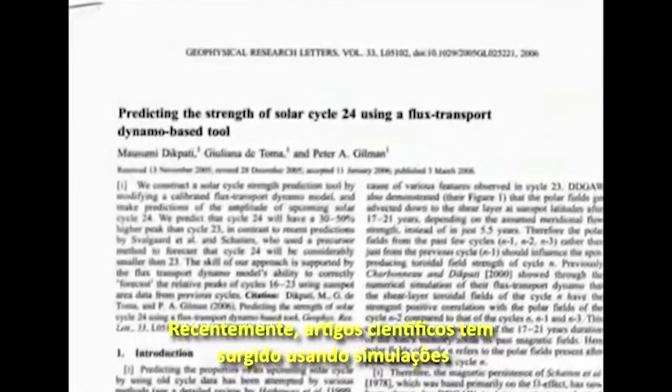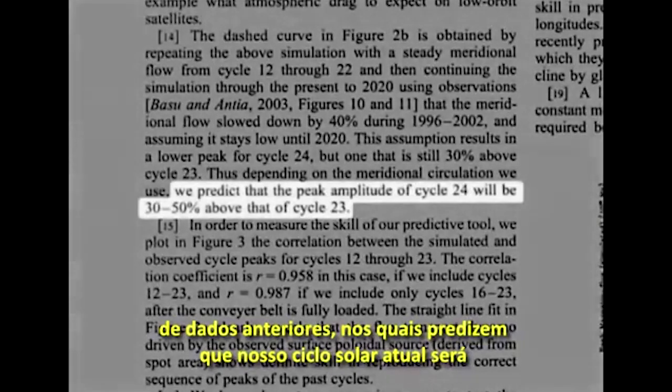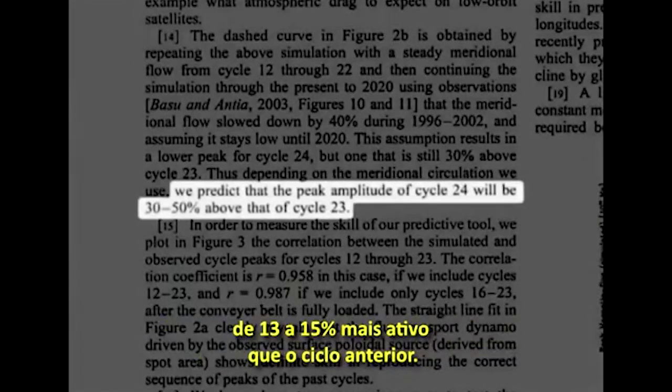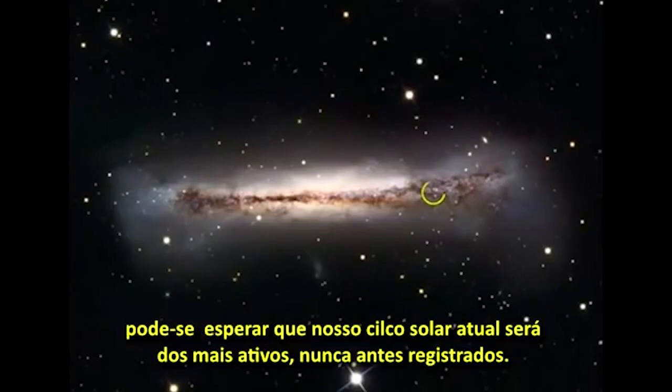Recently, scientific papers have emerged using simulations based on previous data, which predict that our current solar cycle is going to be 30 to 50% more active than the previous cycle. As Haramein notes, when the larger galactic cycle is considered, then our current solar cycle may develop into one of the most active cycles ever recorded.